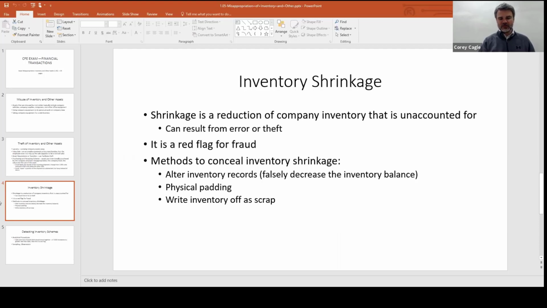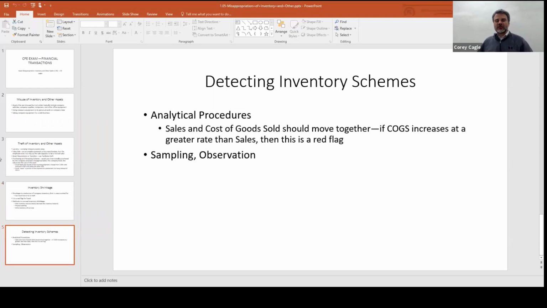Other ways to conceal inventory shrinkage: change the records, of course, or write it off as obsolete or as scrap or something like that. How to detect: analytical procedures. And this is something that we hit pretty quick in that fraud analytics course. If sales and cost of goods sold aren't moving together, that's an immediate red flag, unless there's some little way to reason through it, right?